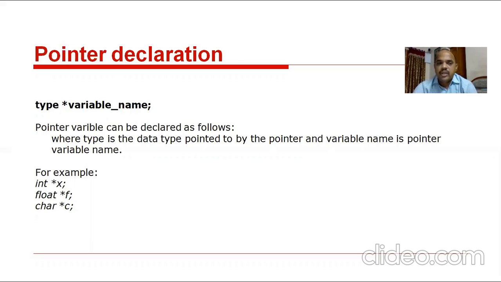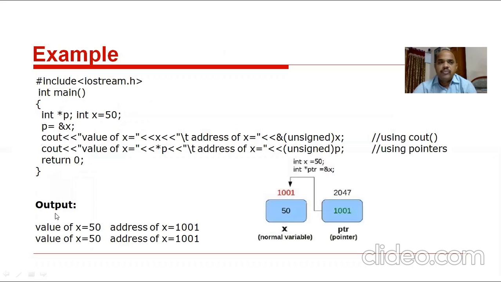How do you identify whether it is a pointer variable or not? A variable name prefixed with an asterisk is a pointer variable. So *x, *f, *c are pointer variables. The first variable type is integer, the second is float, the third is character.